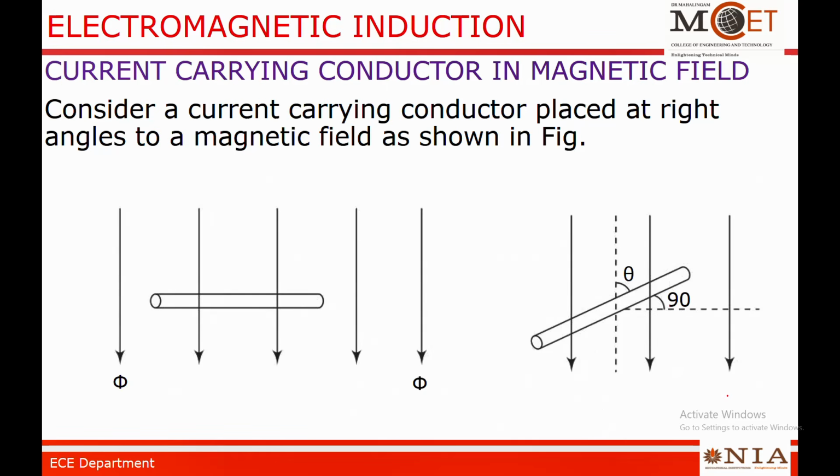Now we are going to deal further with electromagnetic induction. Now we have the current carrying conductor in the magnetic field. The current is carried over the conductor in a magnetic field. Let us consider a conductor, placed at a right angle. Right angle means 90 degrees. So this conductor is placed in the magnetic field at 90 degrees.